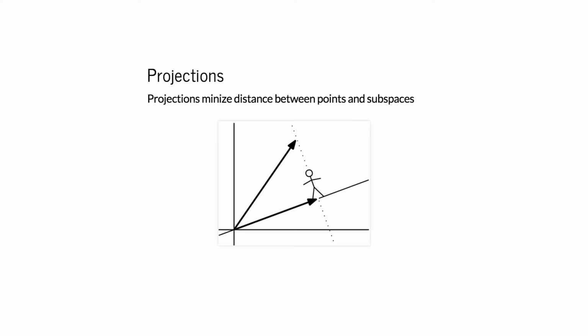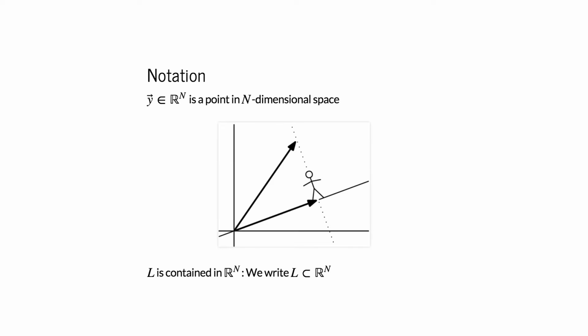We start with this cartoon that shows a point with the first big arrow. That is the point that's being projected to a space, which is represented by a line. And the dotted line is the projection of the point to the subspace. And you can think of it as the location where the shadow of the person standing on the space would fall. So here, we're going to use the notation y with a little arrow on top.